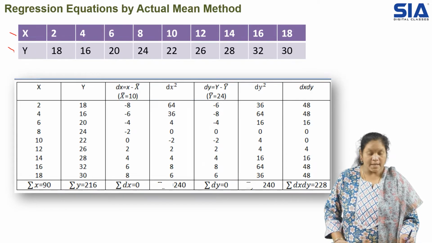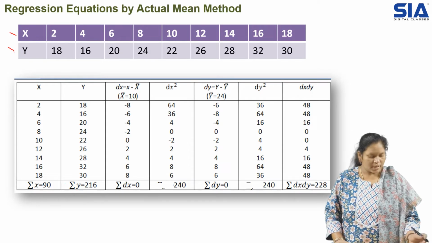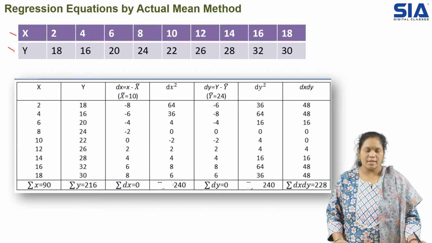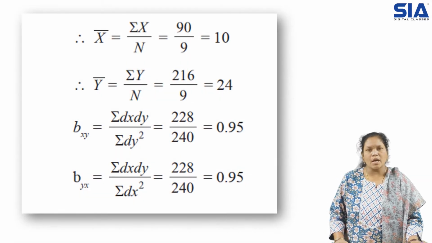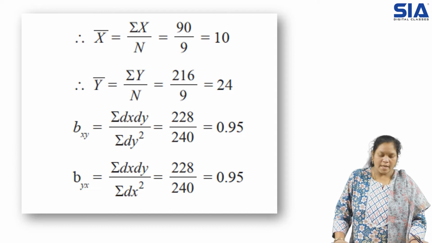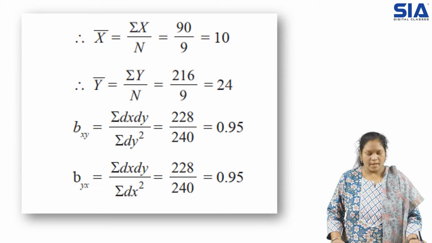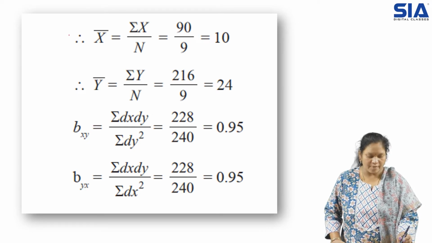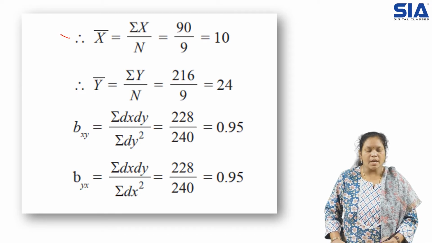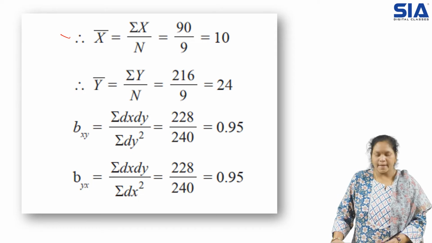Take that data, do the totals, summation x and summation y. Then we have to obtain the means, that is x bar and y bar. Let us check how x bar and y bar are obtained, as well as the regression equation formulas. First let us discuss, then we'll go for obtaining them. First we have x bar: the formula is summation x by n.